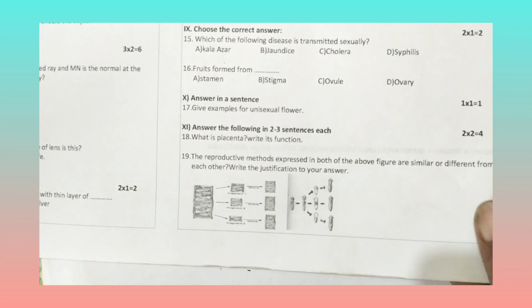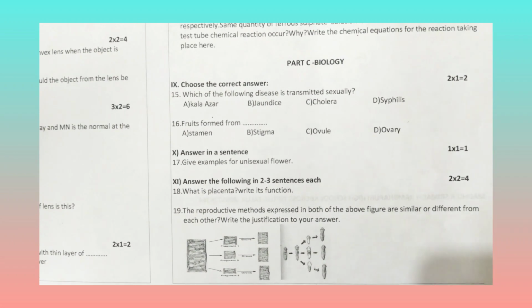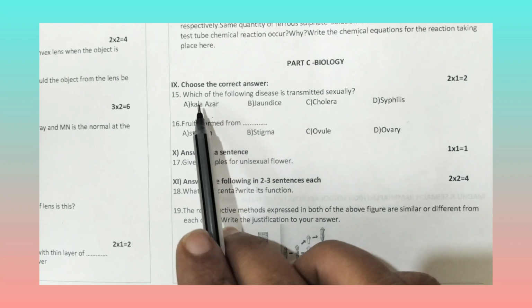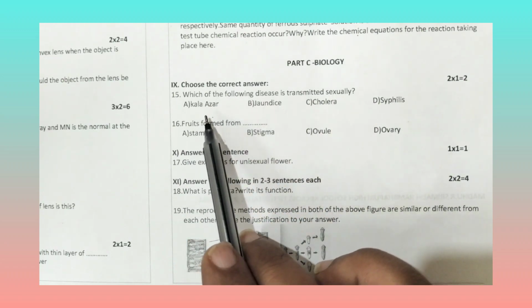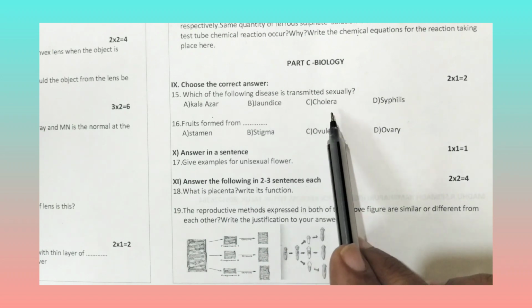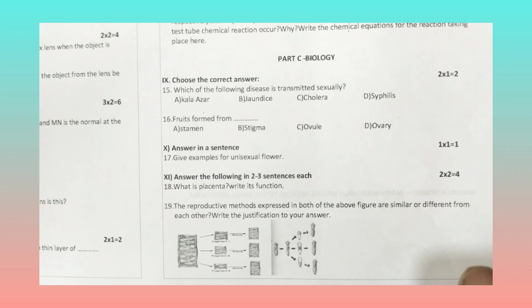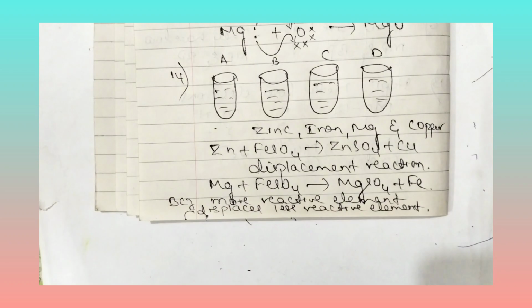Now let us move to the biology part. In the biology part, the first question is: which of the following diseases is transmitted sexually? Kala azar, jaundice, cholera, syphilis. So let us see what is the right answer for question number 15.